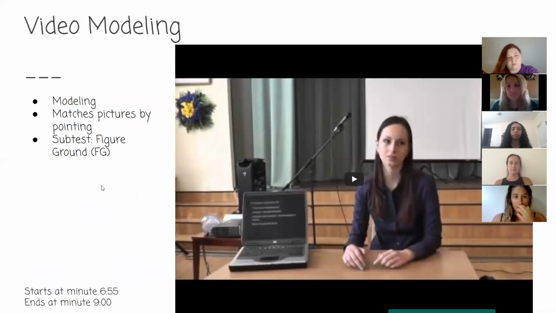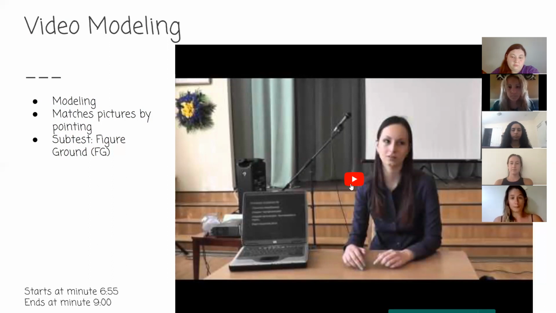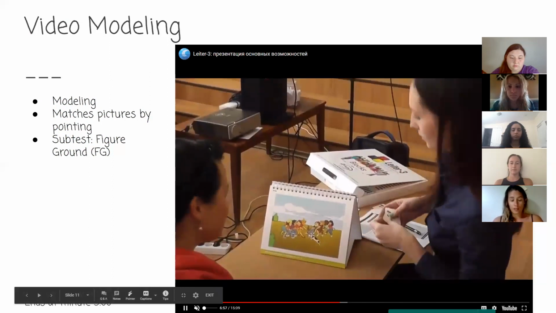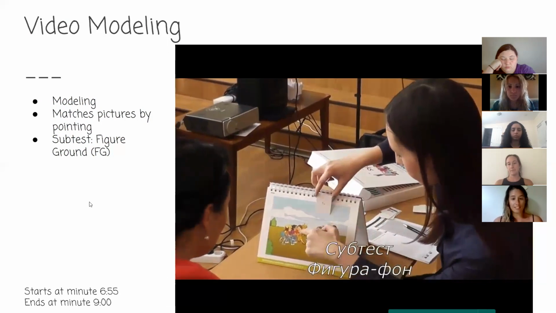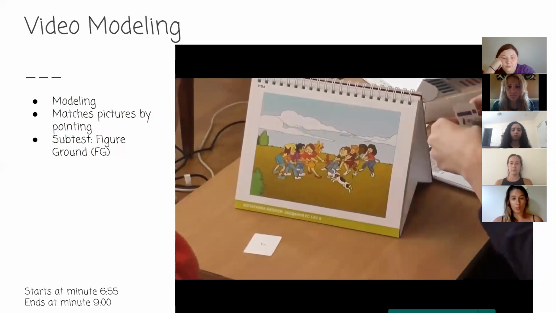So this is our video modeling of the figure ground example being used with an administrator and somebody who's taking the test. It's going to begin with the administrator modeling what she's expecting. So she's going to hold up a card, point to the picture, point to the card, and demonstrate what she's expecting. As you can tell, there's no sound being played right now. It's a nonverbal test, so there's nothing that you would have to hear. You can see that she's demonstrating by pointing to what is on the card and what's in the picture.